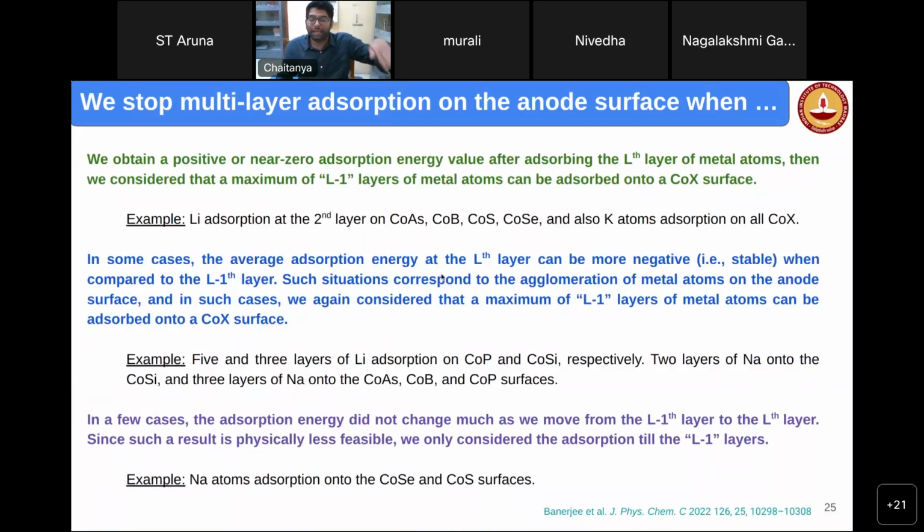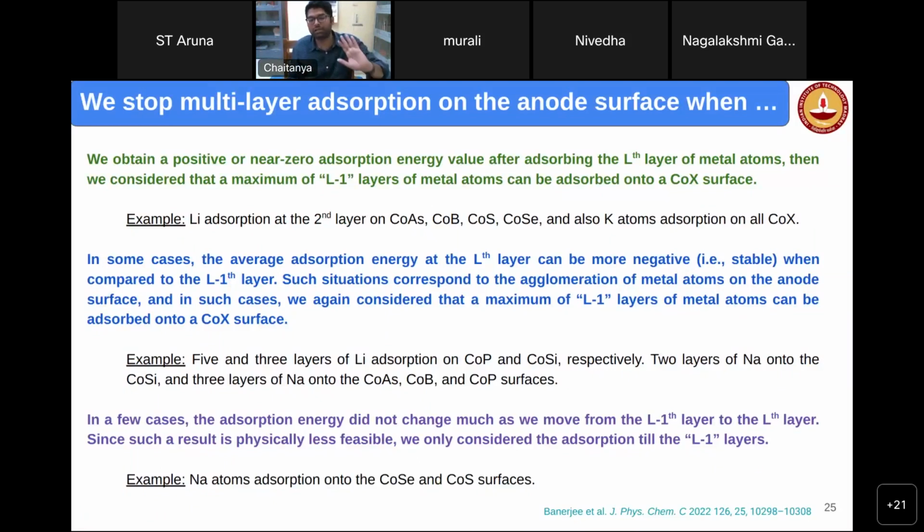The second case is when the Lth layer is more negative than the (L minus 1)th layer. For example, the fourth layer is more stable when compared to the third layer. Again, you have to discard such things. And in a few cases, adsorption energy will not change as you increase layer by layer. Again, this is not physically feasible, because you are adding more and more atoms but the adsorption energy is exactly the same. So we will discard all those kinds of scenarios.